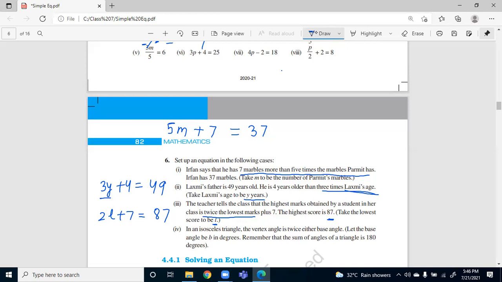Okay, so the last one. In an isosceles triangle, ma'am, is the answer for the fourth one 180? 180 degrees. How 180 degrees? Then what should I write more?